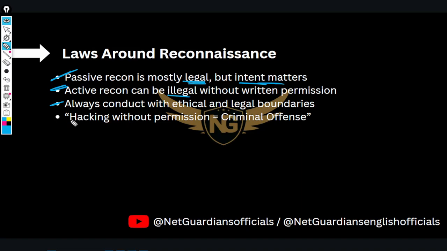And the last thing I want to say: hacking without permission is a criminal offense. You are breaking the rules. You are harming someone, and it's a crime.